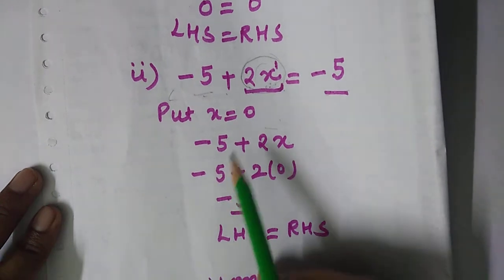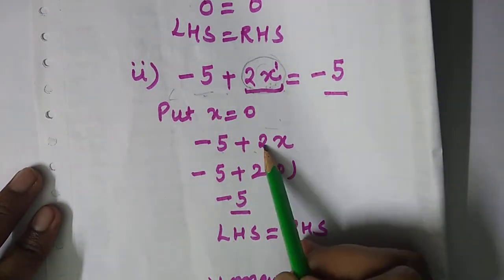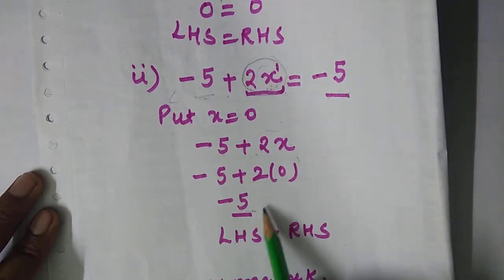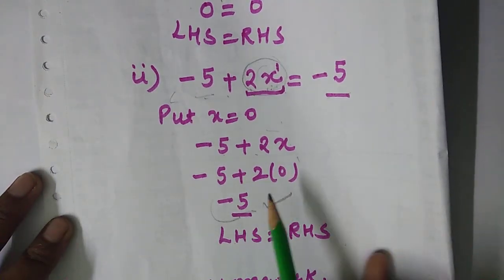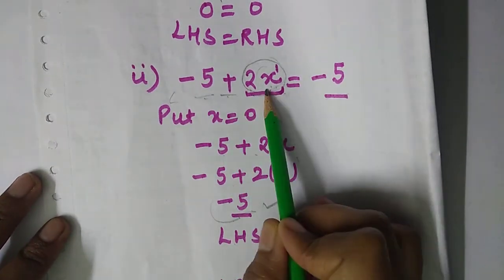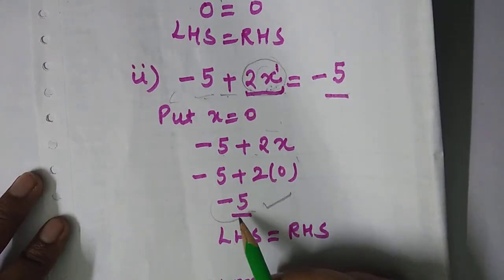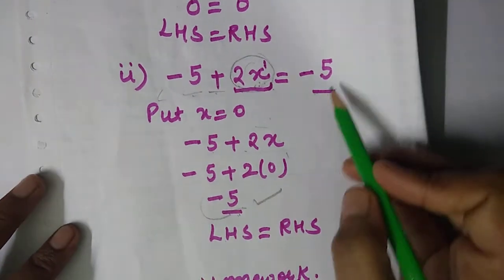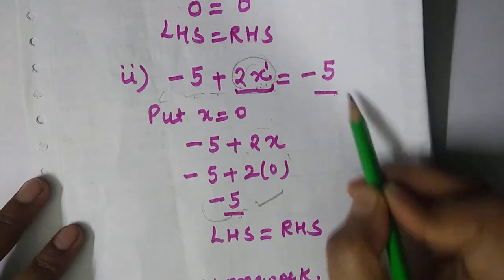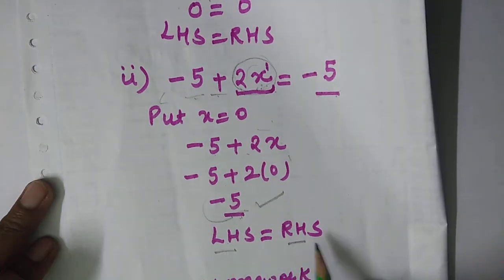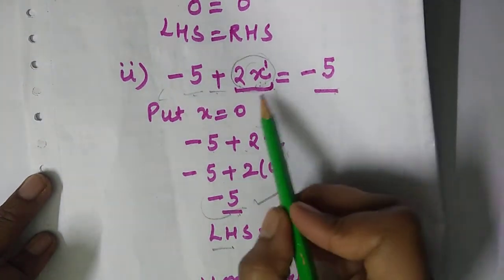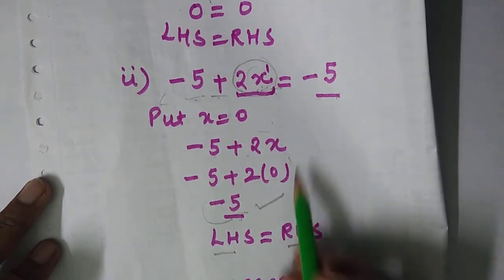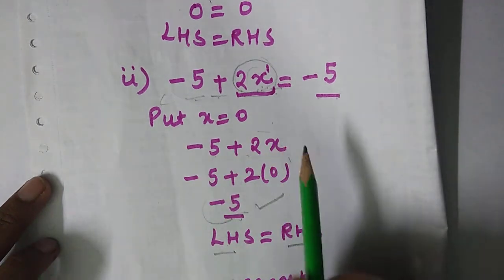Left hand side will become minus 5 plus 2 into 0, that is minus 5. On solving LHS by putting x equal to 0, we are getting the value of left hand side as minus 5 and this is equal to right hand side. Okay, so LHS is equal to RHS on which value of x? That is x equal to 0. So we can say that x equal to 0 is the solution of the given equation.